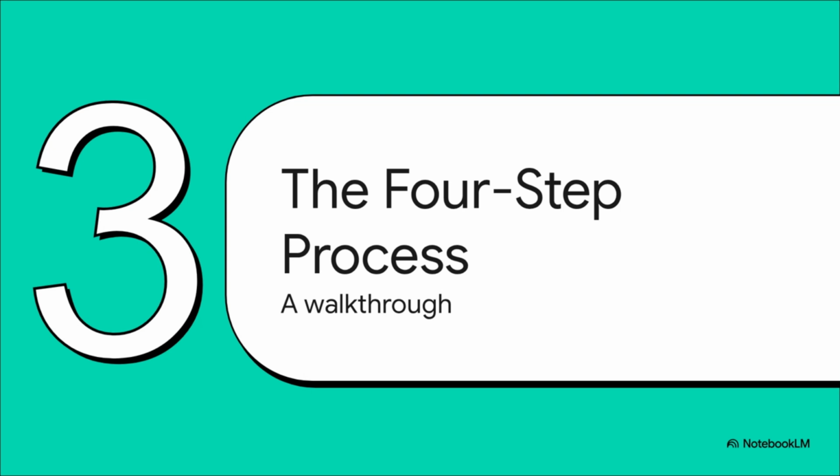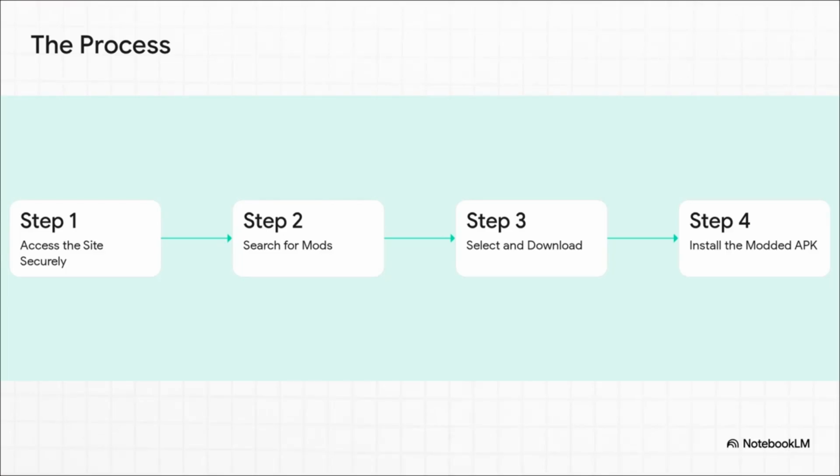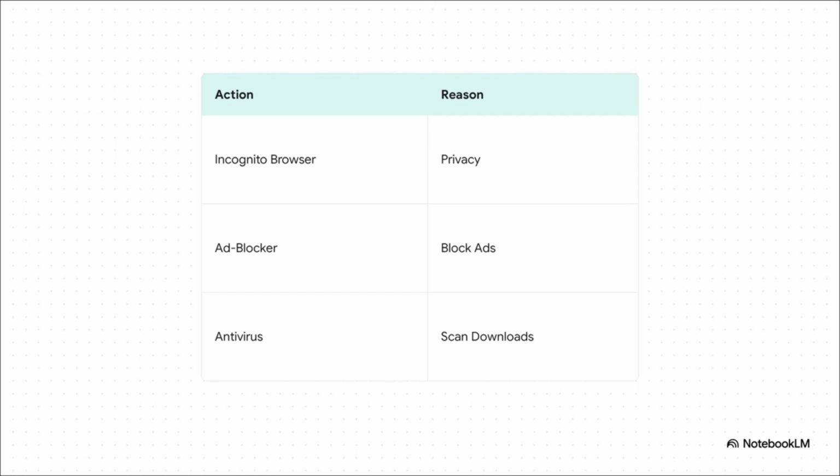That's Section 3, the 4-step process. And here they are, all in one place. Access the site, search for the mod, download it, and then install it. Sounds simple enough, right? But as you're about to see, each of those steps has some pretty important details. Let's look at Step 1.